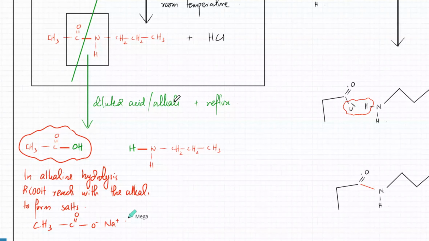And in alkaline hydrolysis, if you use alkali to break it back or hydrolyze it, it's not going to give you your acid. It will react with the acid. So this is the hydrolysis or the reverse reaction. Is that clear?